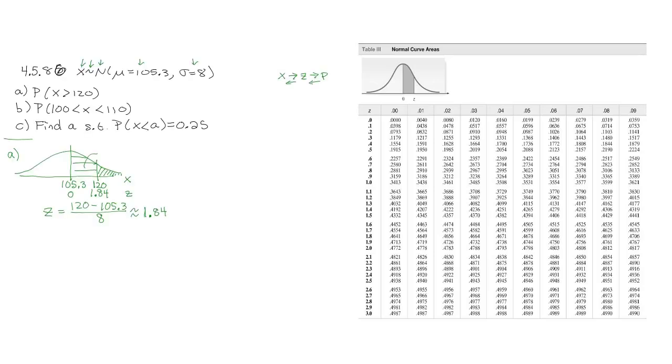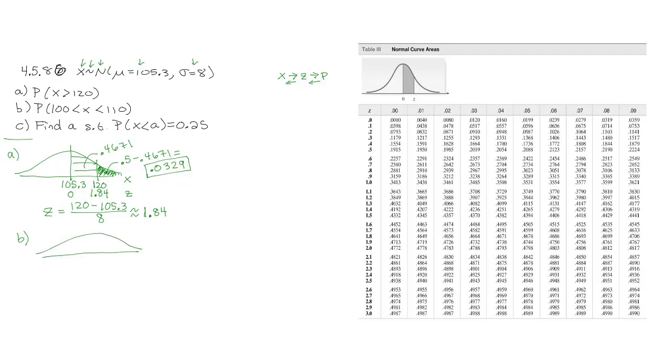So this area here is 0.4671. We don't want to know that striped area, we want to know this shaded area here. Well, we know the whole area to the right of 0 is 50%. So if we subtract off the 0.4671, we should get the area we actually want. And that should give me 0.0329 if I did my subtraction correctly. Yeah. All right. For part B, we want to find the probability that x is between 100 and 110.